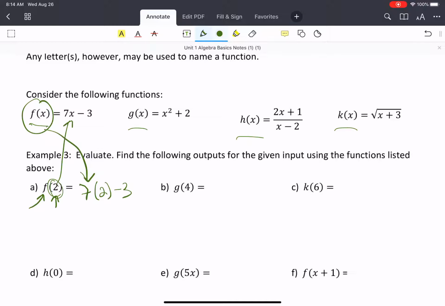Good. Okay, so I know that f of 2 equals 14 minus 3, so f of 2 is 11. Oh, that's simple. Okay.